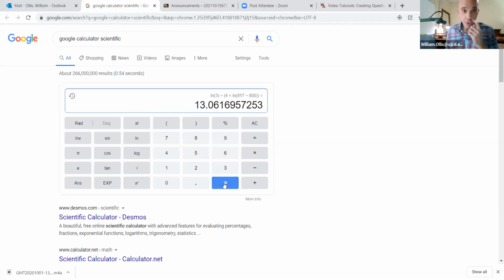So now we get 13. Well, this is not a good investment, ladies and gentlemen. 13 years, that's pretty grim. Of course, we would use some other method to make money quicker. So we have 13.06169. And then let's see what WebAssign wants. They want 2 decimals.